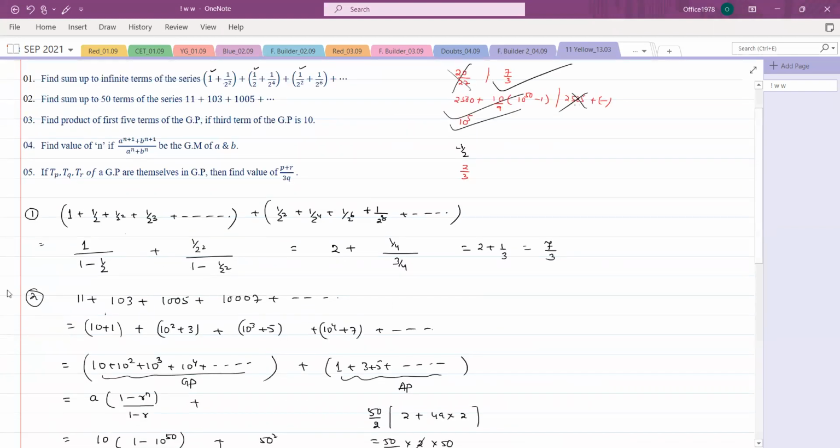Fifth one. Tp, Tq, Tr of a GP are themselves in GP. So not necessarily they're consecutive terms. Any three terms of a GP, they are themselves in GP. Then find the value of P plus R upon 3Q.